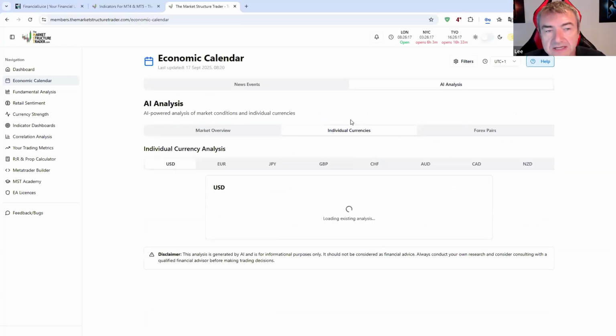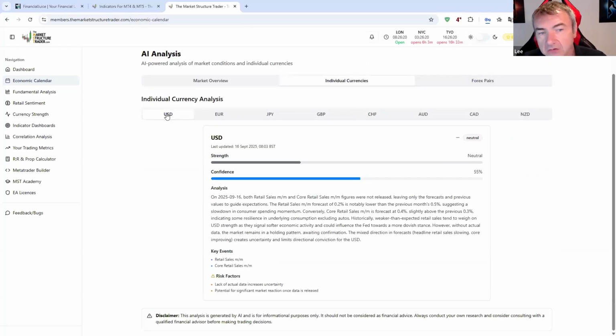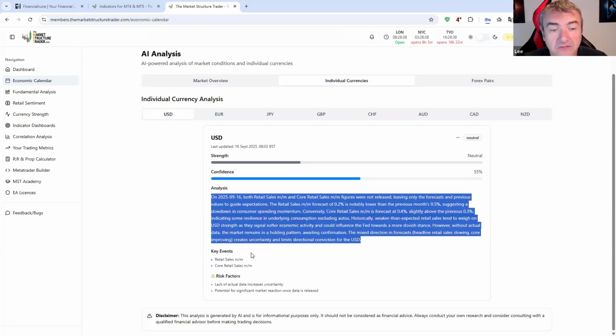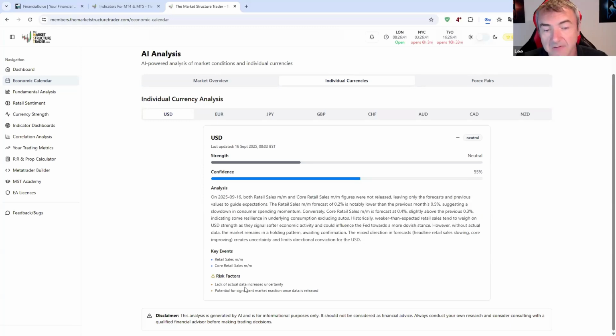You get individual currency analysis, where you can go through every single currency and it will give you a stance for that currency based on the fundamentals that have been released recently. So for the US dollar, we are currently neutral with 55% confidence. There's an algorithm that calculates all this, and it analyzes the most recent news events, and it tells you here what's coming up and what risk factors there are. This is an analysis based on recent news events, and you've got one of those for every single currency.